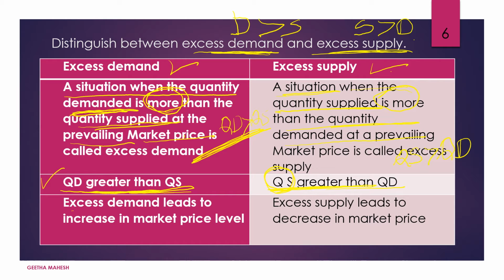What happens if excess demand is there? When demand is more than the supply, definitely the market price will increase. So, increase in market price level. Excess supply, definitely when supply is more than the demand, so it leads to decrease in market price.